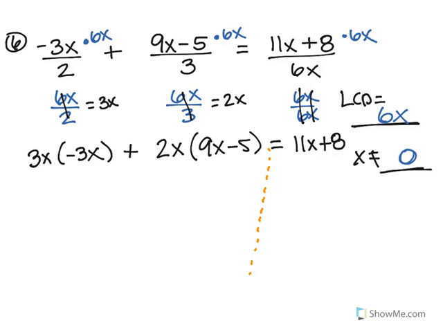So, we got negative 9x squared plus 18x squared minus 10x. Now you do see you got some squared stuff, right? Right? What can I do with this 11x plus 8?